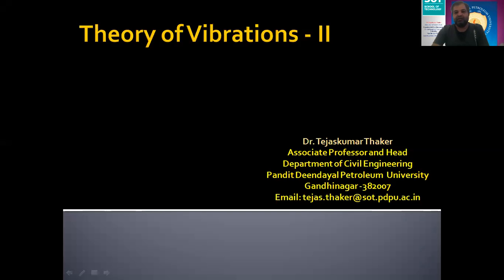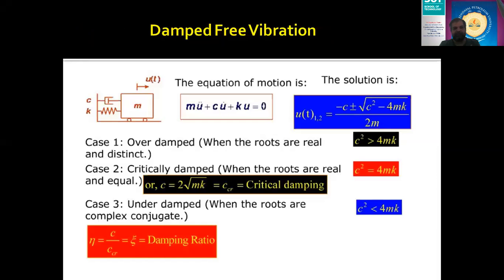Good morning. So last time we started with damped free vibration cases, and we have seen there are three different cases for damped free vibration. First, what we described is the overdamped free vibration case, when the roots are real and distinct. And this condition we also established, which is C square is greater than 4mk.